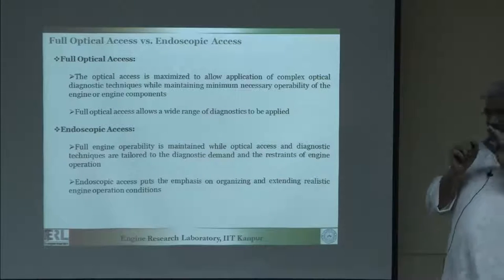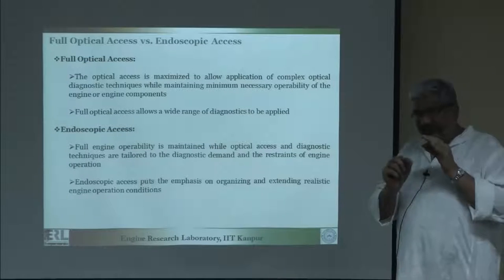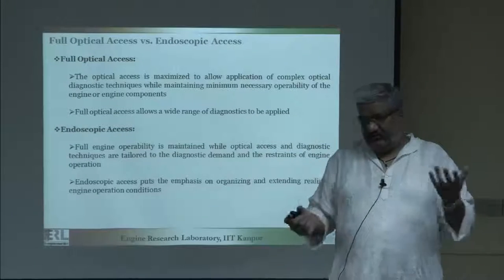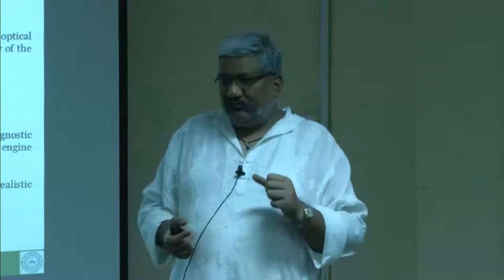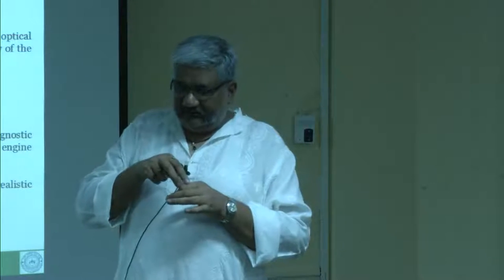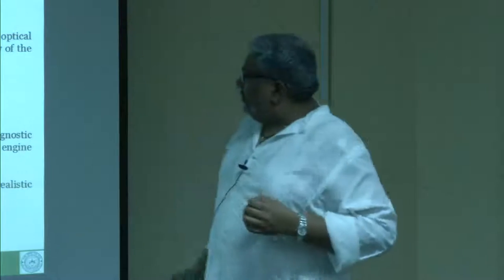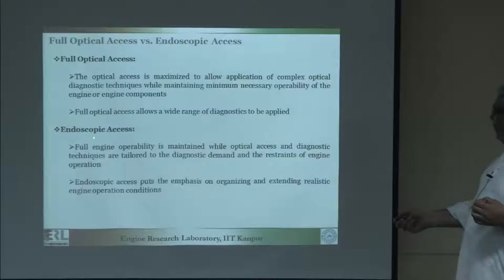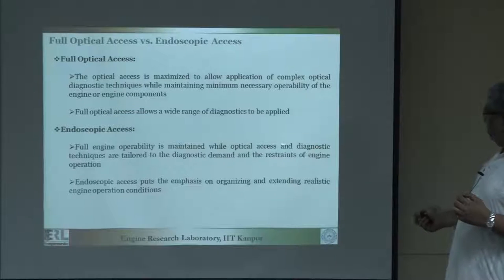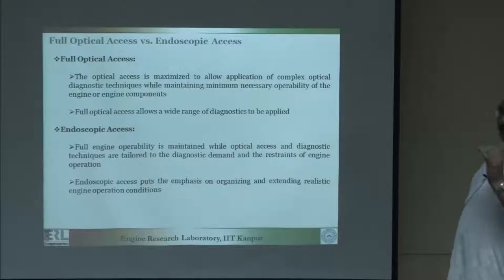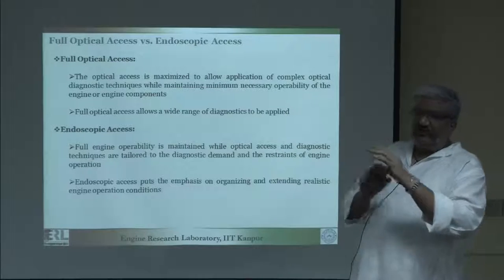So an endoscope is nothing but a rod which has a lot of lenses, rod lenses. It could be 4 millimeter, 6 millimeter, or 8 millimeter diameter, but normally for the engine, since you want minimum incision, you go for 4 millimeter diameter. And at the top you have the eyepiece. On that eyepiece you put a camera. This camera grabs the pictures of whatever is being seen at the end. Since you have only a small hole, you maintain full engine operability, but the optical access and diagnostic techniques will be very, very limited, because now you have a very small view.